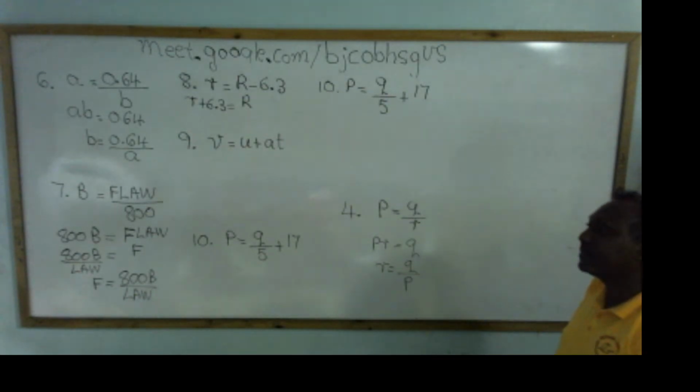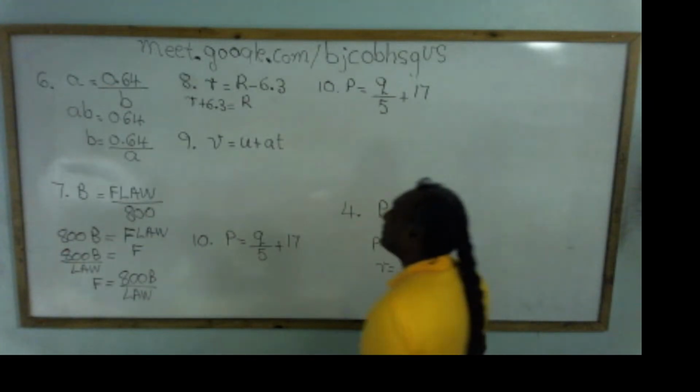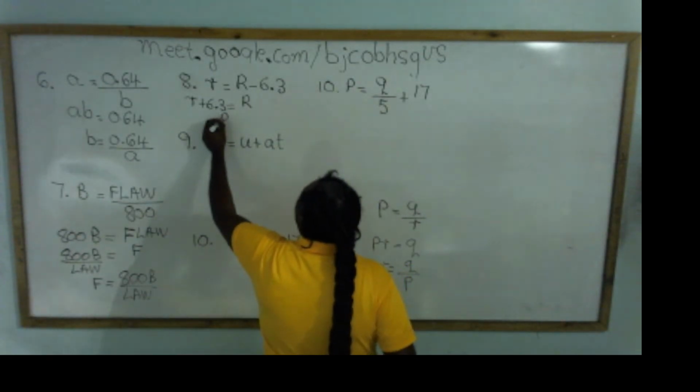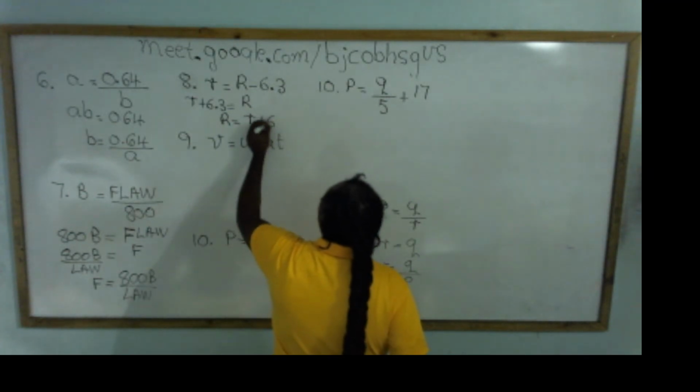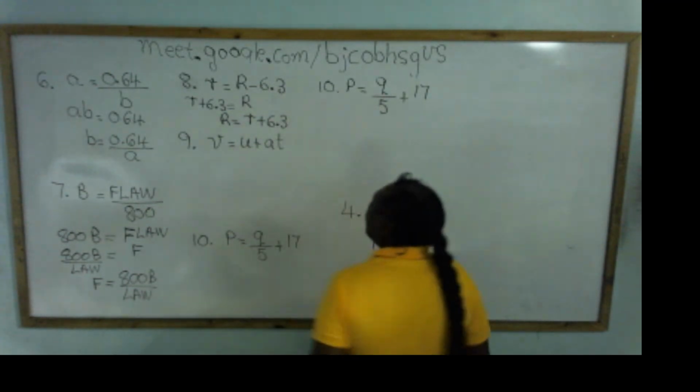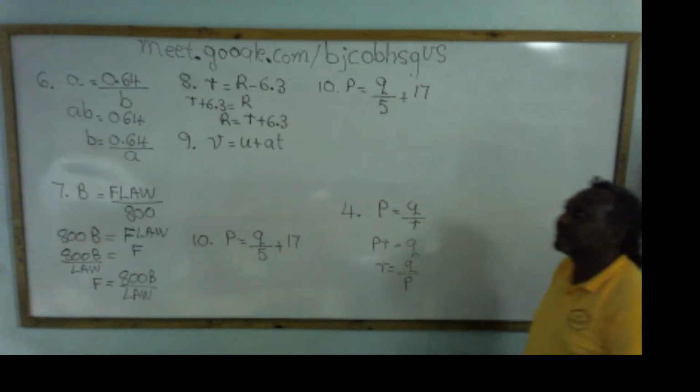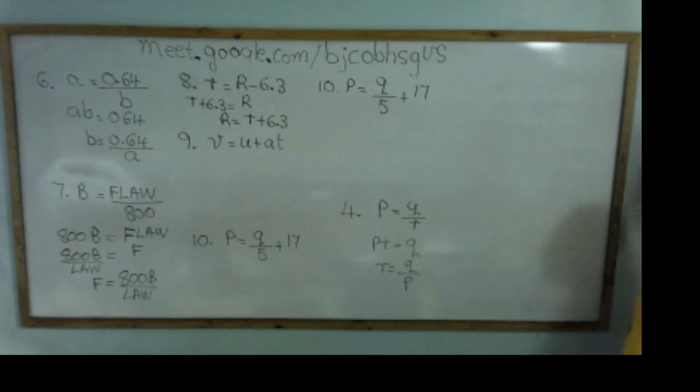That's what we have. And then what is the final? We make R the subject of the formula, so we have R plus 6.3. We just turn it around. And that's all there is to it.